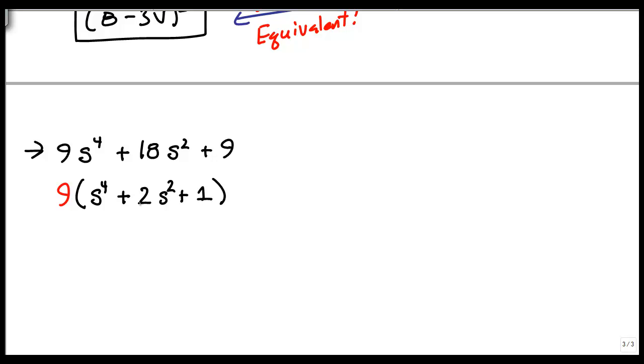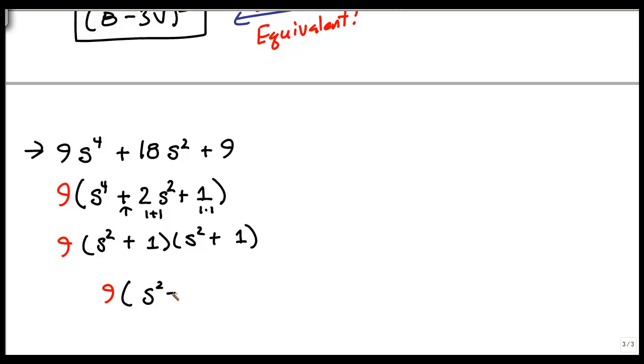Now it may not seem like we have any perfect squares here, but 1 is a perfect square. It's 1 times 1. And 1 plus 1 is 2. So this does factor. Now my front positions here will be s squared, because s squared times s squared is s to the 4th. My last positions will be 1 times 1 is 1. And I know that they both have to be a plus because of this sign right here. So my final solution would be 9 times the quantity s squared plus 1, quantity squared.